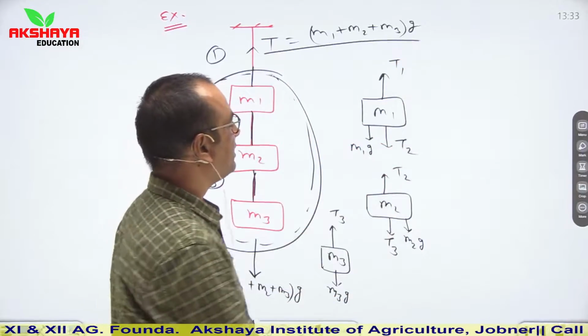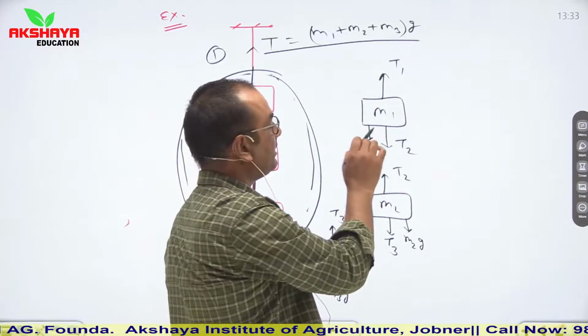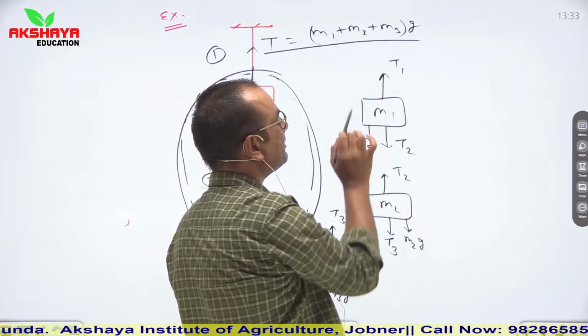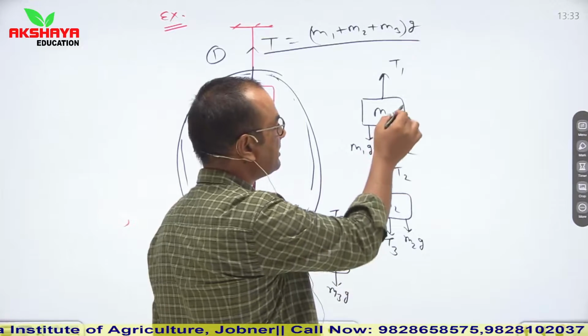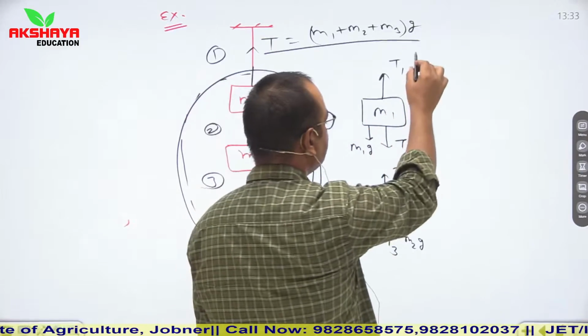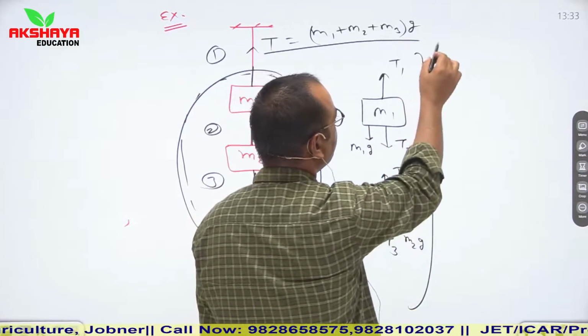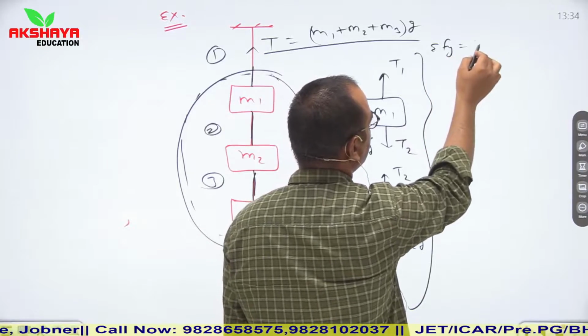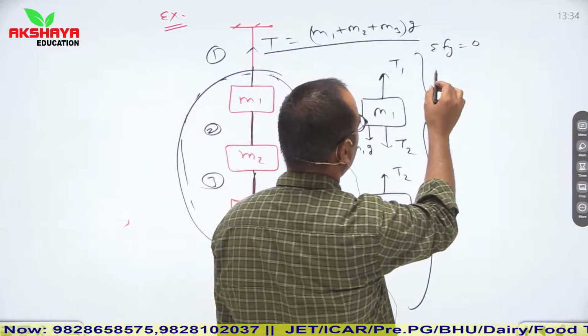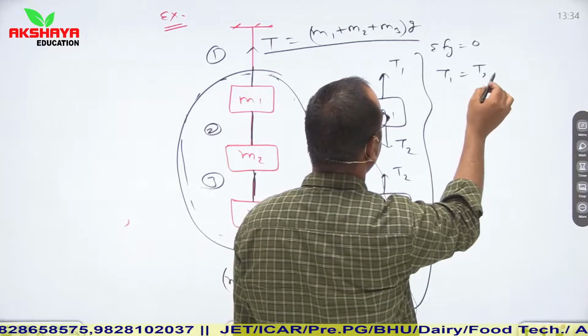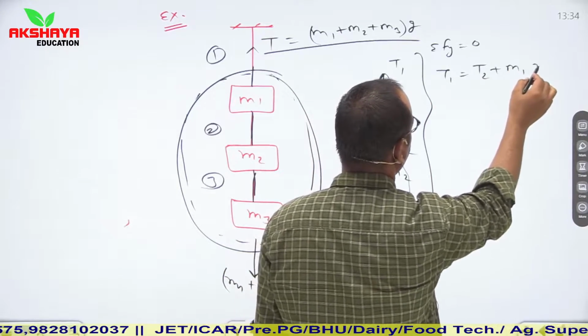So from here, see, in balancing condition, T1 force is in upward direction and downward direction M1G and M2. So summation Fy is equal to 0. Balancing condition में क्या condition use करोगे बच्चों? Summation Fy is equal to 0. So for first block, T1 is equal to T2 plus M1G.